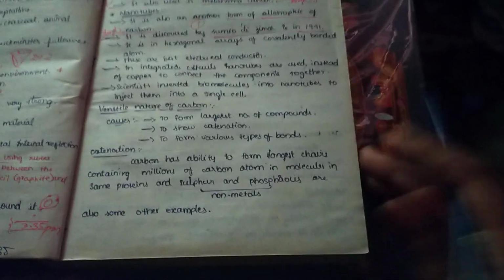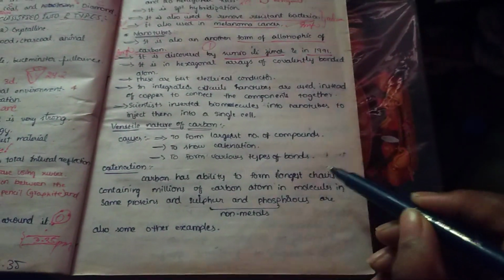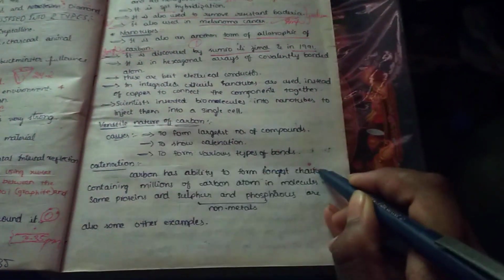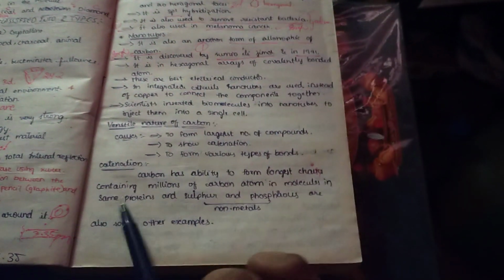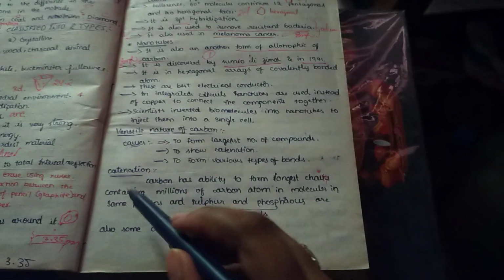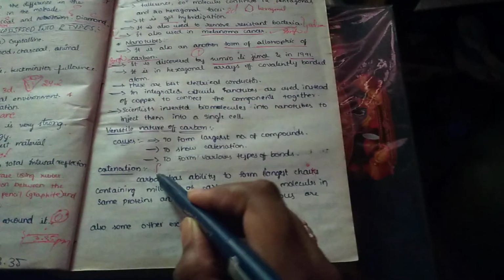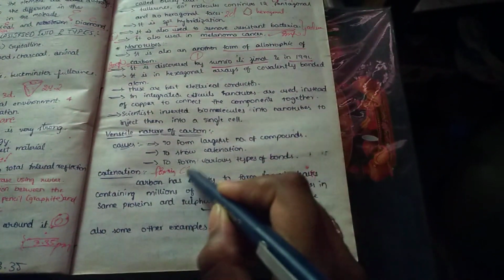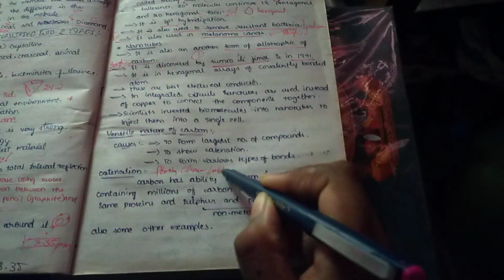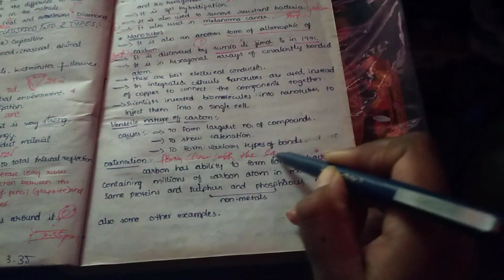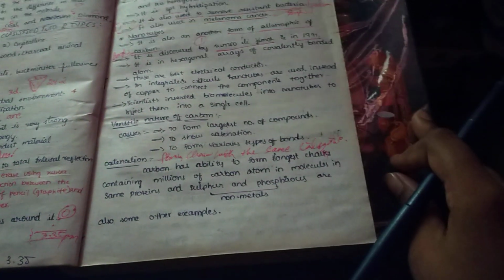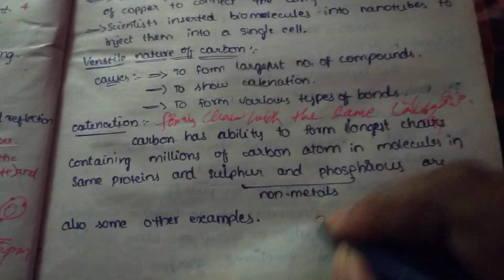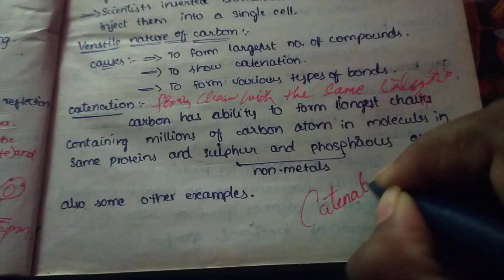Catenation, what is it? To form the longest chains containing millions of carbon atoms in molecules, as in proteins. It means catenation is forming chains with the same category. If you form chains like that, then the process is called catenation.